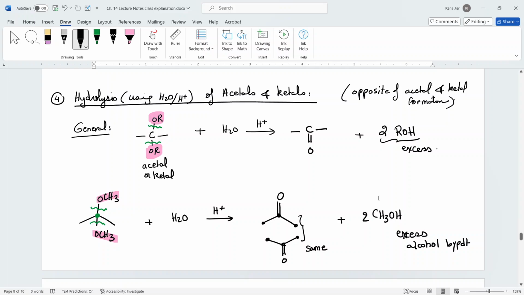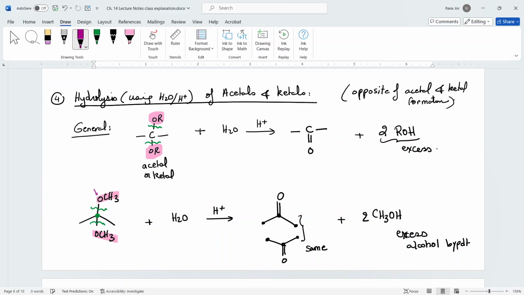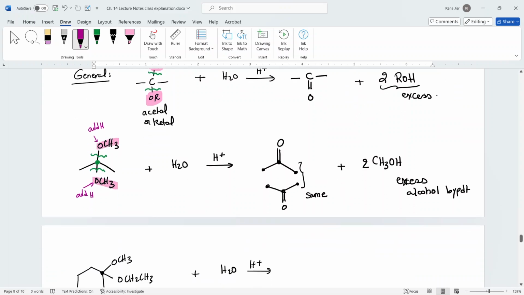Remember, an alcohol is an ROH. So you need to keep it an ROH. So all you're doing here is adding a hydrogen here and a hydrogen there. Just put a note that you are adding a hydrogen here. We're going to add a hydrogen there to create back our alcohol.